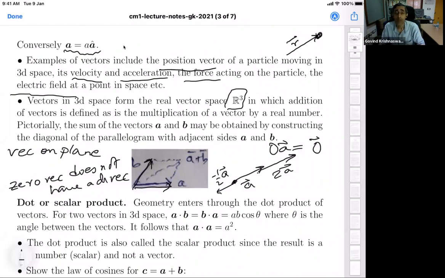Do you want to suggest a name? Anybody? Or a symbol, more precisely.